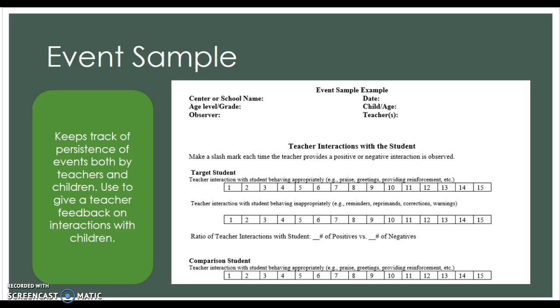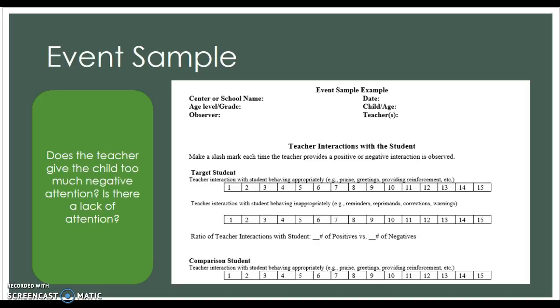Then you also record the ratio of teacher interactions with the student, how many positives and how many negatives. And then you're going to do the same thing with a comparison student. So you can see the form's a little bit cut off. You have the same thing but for a comparison student.